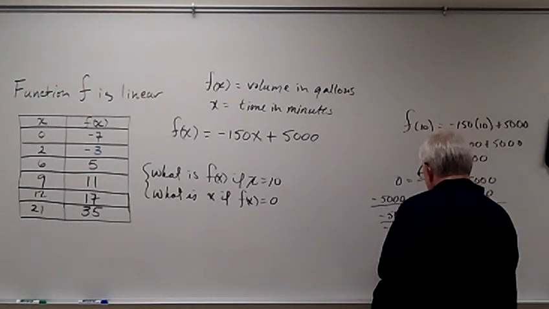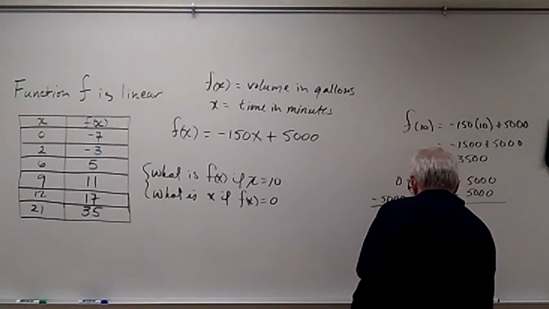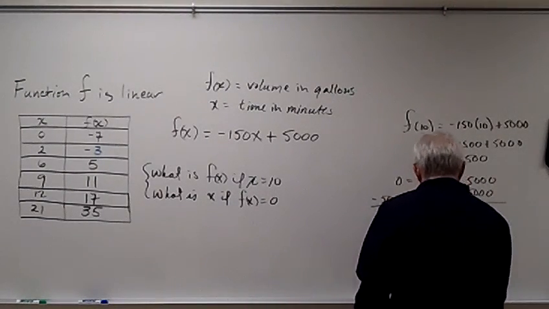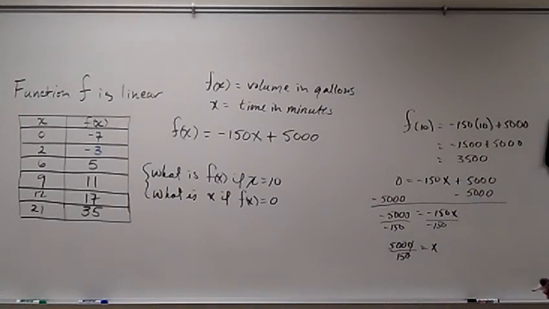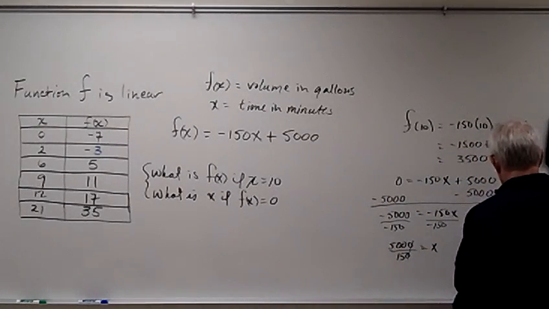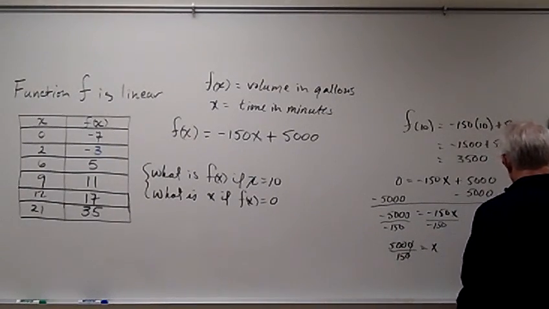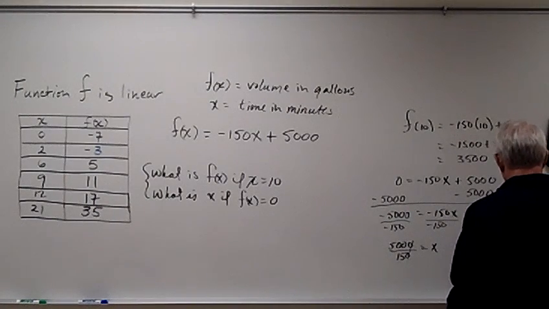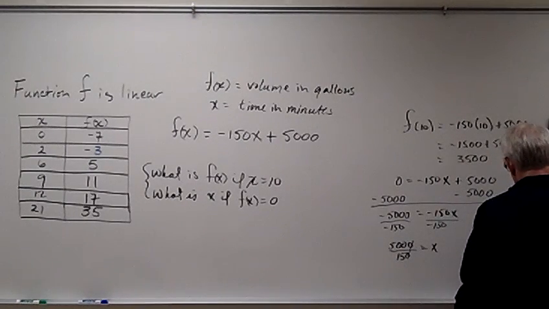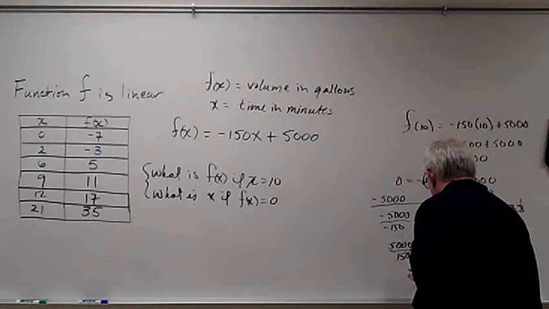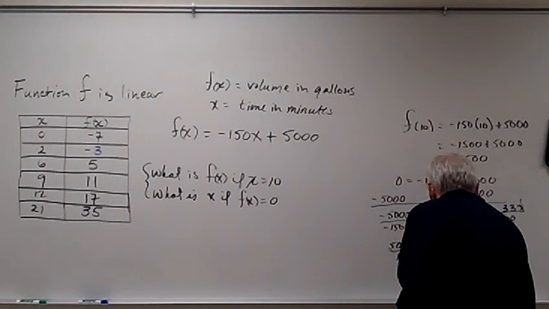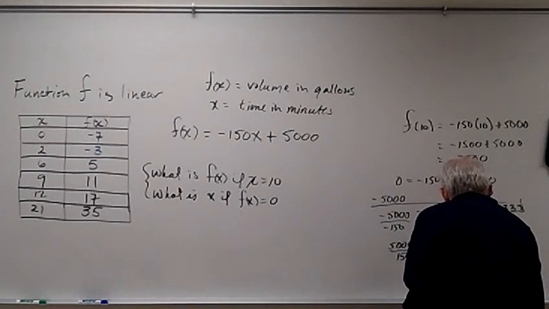So 5,000 divided by 150 is equal to what x is. So if we were to divide 500 by 15, let's see if we can do that right quick. We get 33.33, 33 1/3. So we have x equals 33 1/3 minutes.